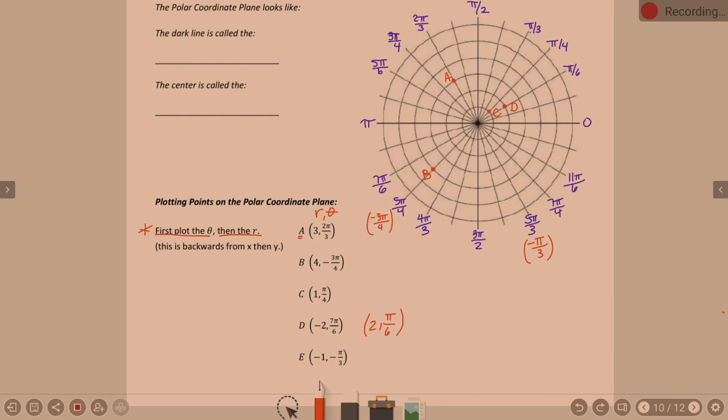What's -1 say? Go backwards 1 through the pole, which puts me at 1 on 2 pi over 3. So another name for this could be 1 comma 2 pi over 3 if you want. It's not that you have to write those other names, but I'm just trying to make the connections for you.